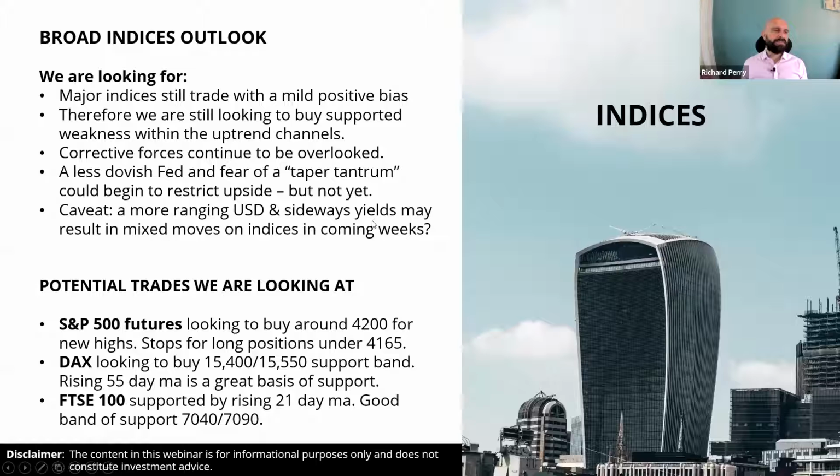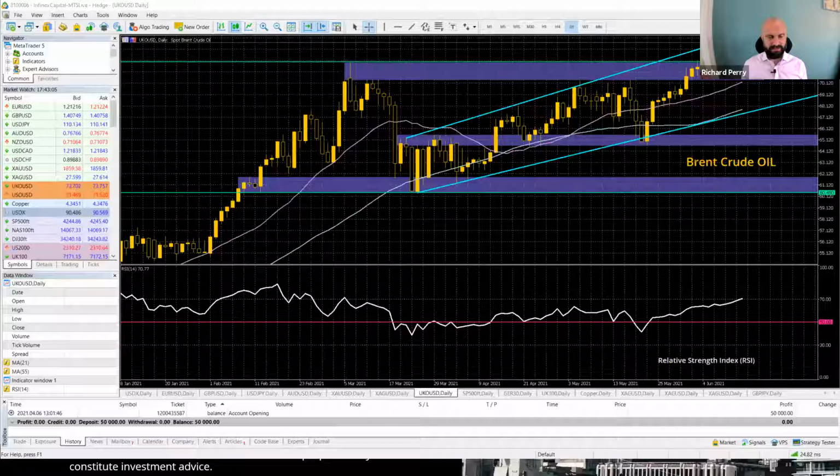The caveat I've got here is a more ranging US dollar and sideways yields could result in mixed moves on indices. That may well happen. That could happen, but at the moment it doesn't seem to be happening. And anytime you get any sort of slip back in indices, it's just bought into and the market just breaks out again. So the three indices, the main ones that we look at, S&P 500 futures, DAX and Ftse 100, all looking to buy into weakness, all seem to be supported by moving averages of various numbers, and yeah, it's all looking good.